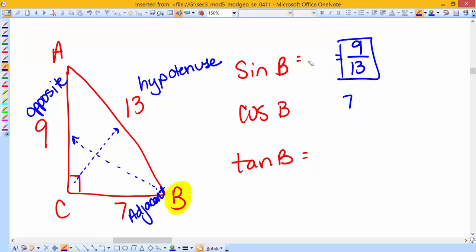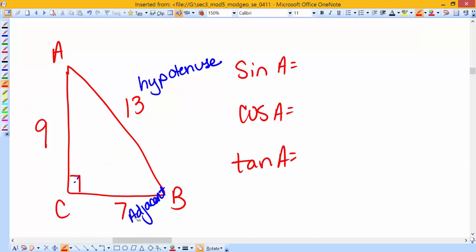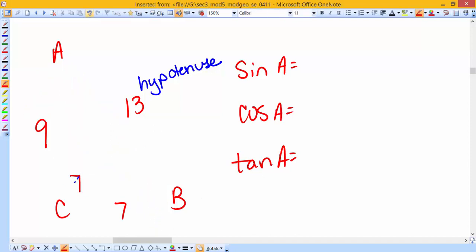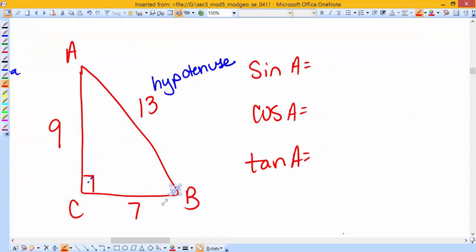Actually, let's do this. Let's find angle A. Let me switch these to say angle A now. Let's say I wanted the sine of A, the cosine of A, and the tangent of A. I'm not looking from angle B anymore. I'm going to look from angle A, which changes things. So I'm going to be looking from angle A now. Hypotenuse is still the hypotenuse. That doesn't change. But now next to A is the 9. That becomes the adjacent. And across from A is the 7. That's your opposite.